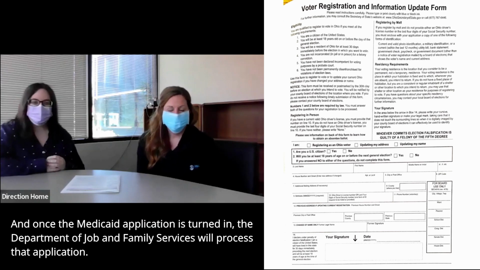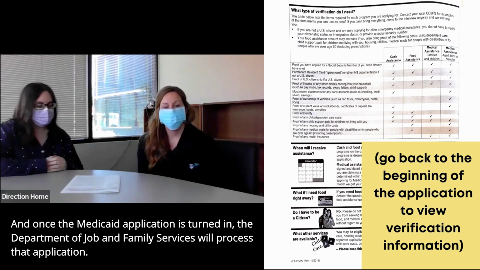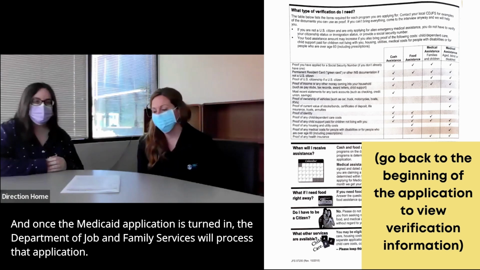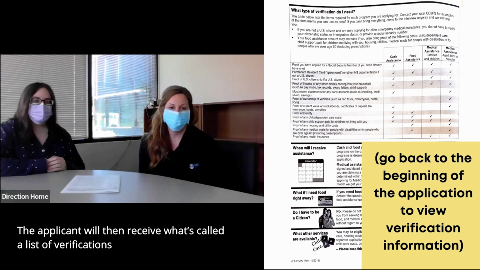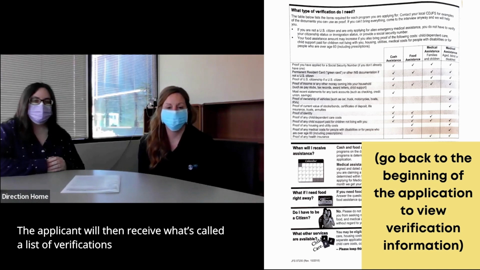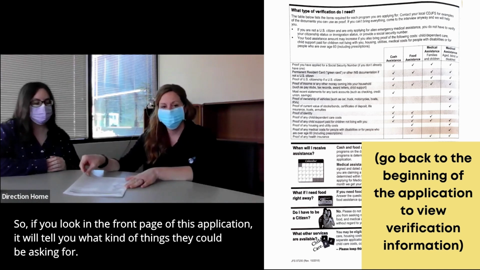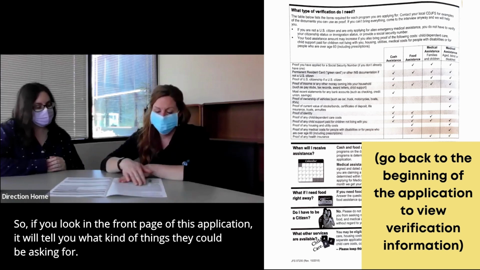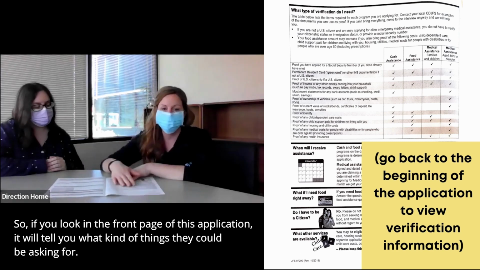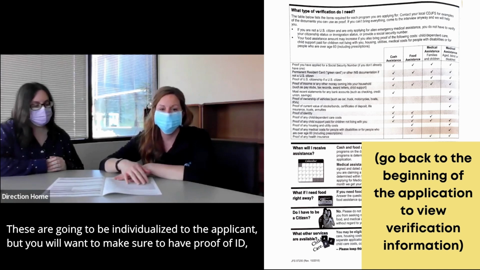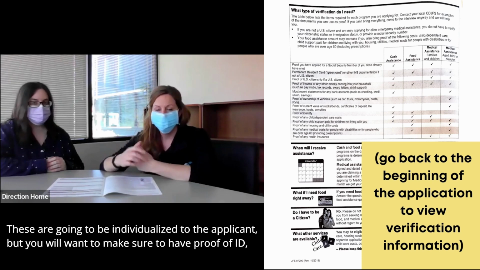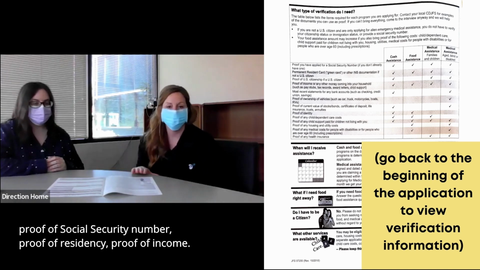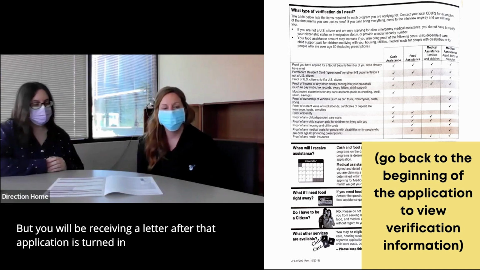And once the Medicaid application is turned in, the Department of Job and Family Services will process that application. The applicant will then receive what's called a list of verifications. So if you look in the front page of this application, it will tell you what kind of things they could be asking for. These are going to be individualized to the applicant, but you will want to make sure to have proof of ID, proof of social security number, proof of residency, proof of income.